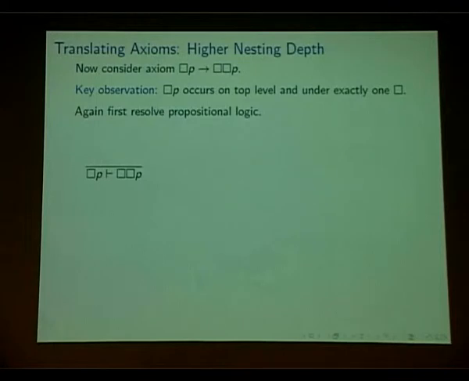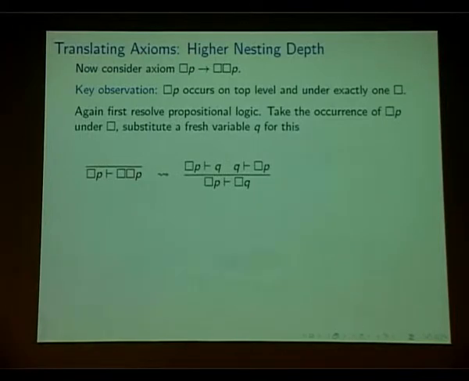Again, first we take the axiom and we resolve propositional logic, and we write it as a zero premise sequent rule. So we get the rule with box P on the left-hand side and box P on the right-hand side of the sequent. And now what we do is this: we take the occurrence of the formula, in this case box P, which sits under the modality, and we introduce a fresh variable for it. So we substitute it with a fresh variable Q in the conclusion. And now we have to add some premises which state that Q is equivalent to box P, but we can do this.